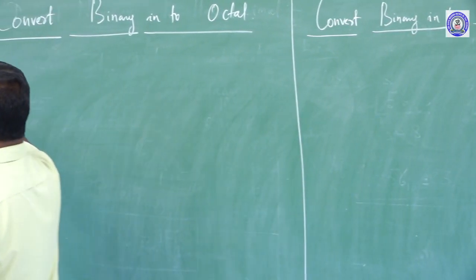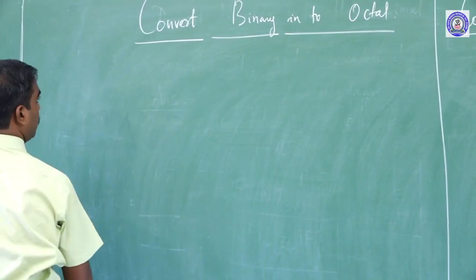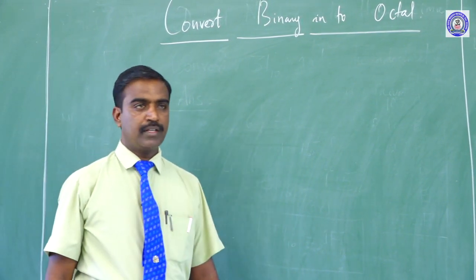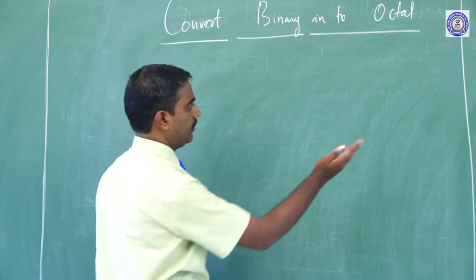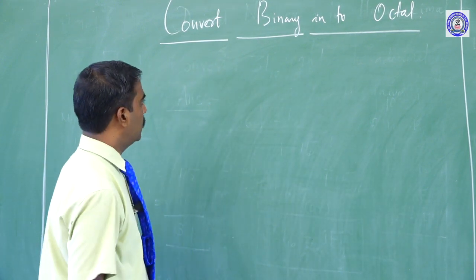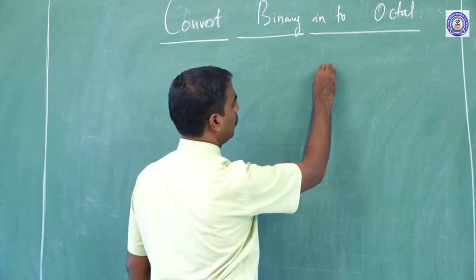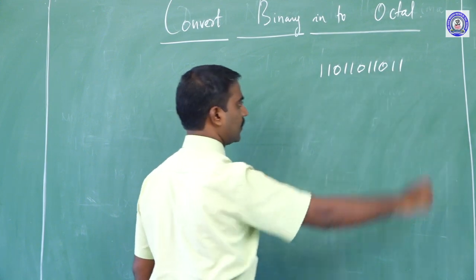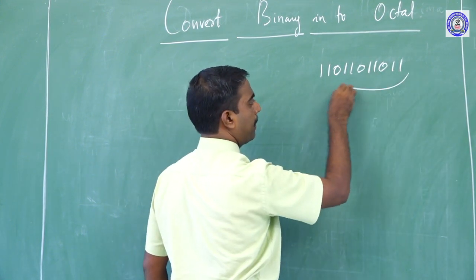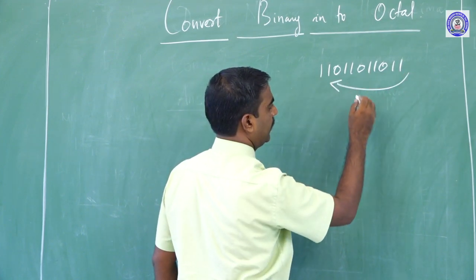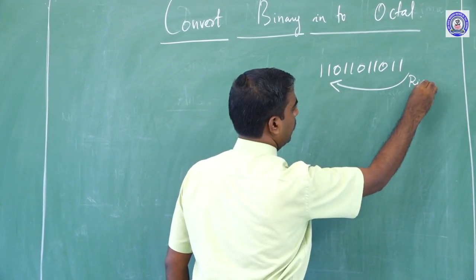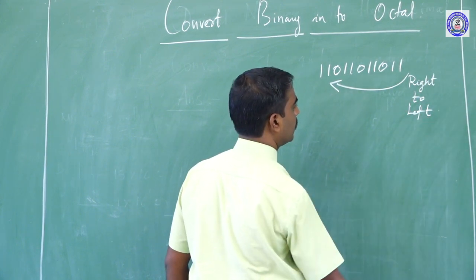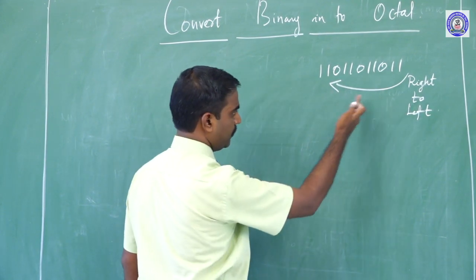Sir, how can we do it? What are the procedures? Example I will tell you. First, the order of the procedure, right to left and left to right, you know. Suppose, one example: 1 1 0 1 1 0 1 1 0 1 1. This is called right to left. So first we go right to left.